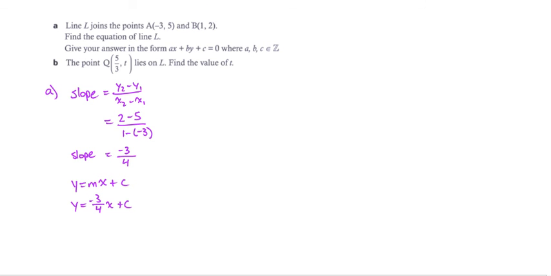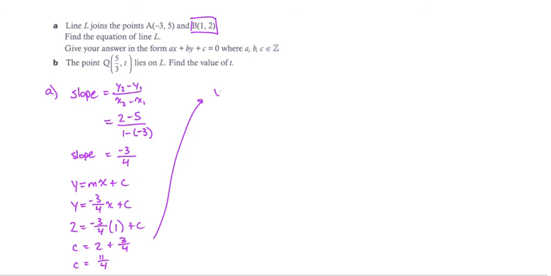So I'm going to use point B here, which is 1, 2. 2 is equal to y, 1 is equal to x. So then I get c equals 2 plus 3/4. So that would be 11 over 4 is the y-intercept. So the equation in slope-intercept form is negative 3/4 x plus 11 over 4.